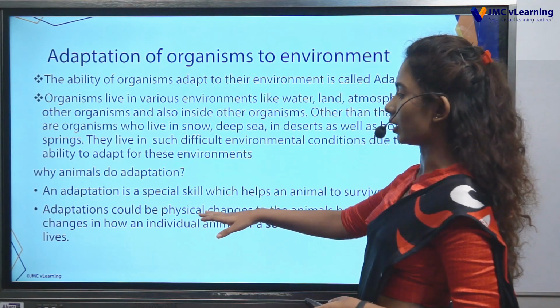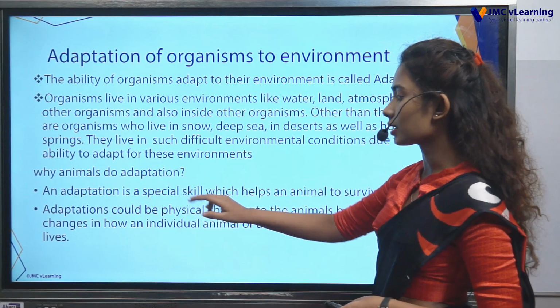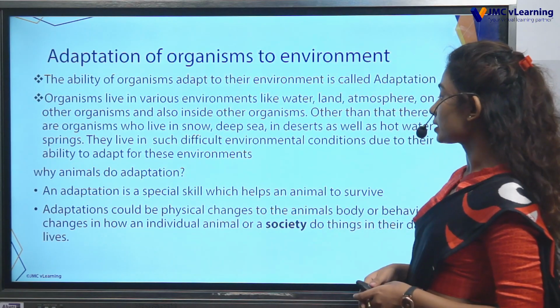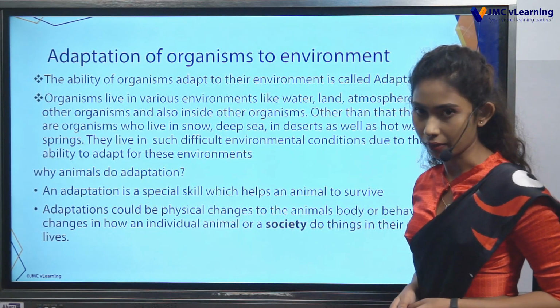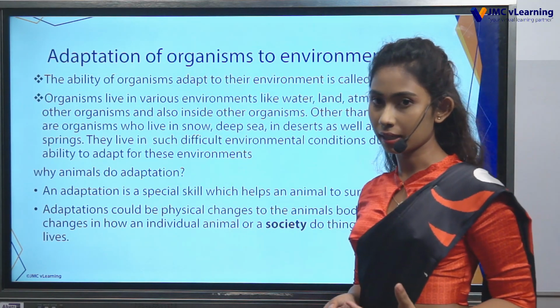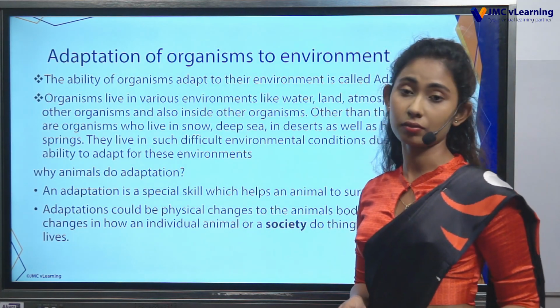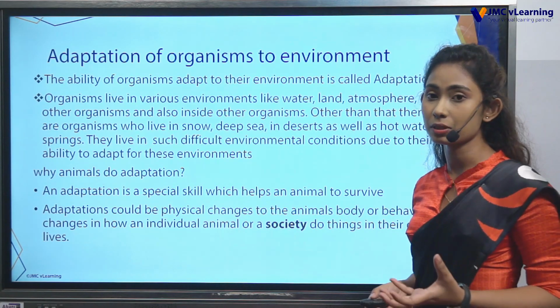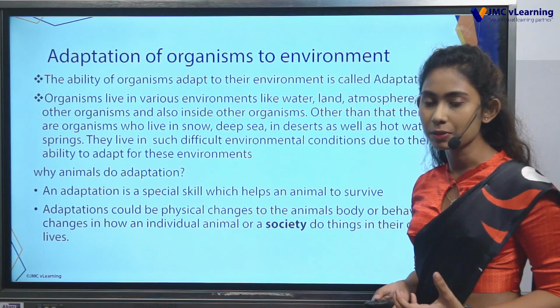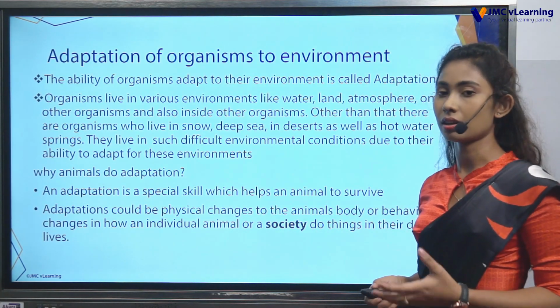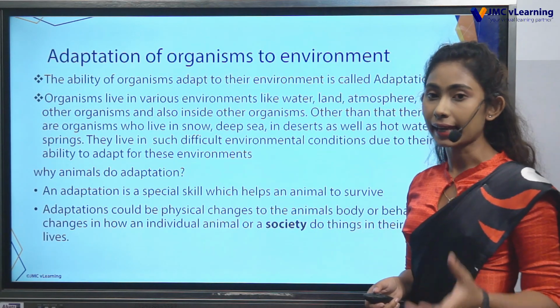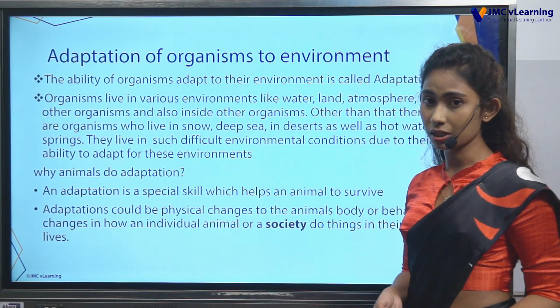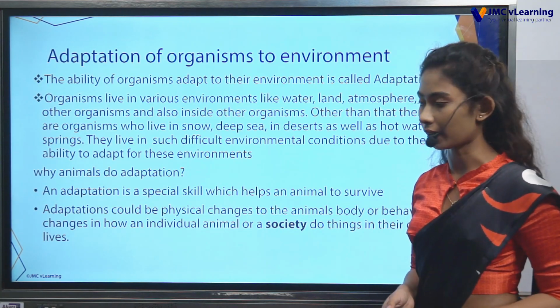Next we have to talk about adaptation. An adaptation is a special skill which helps an animal to survive. There are some animals in the world that can live in hot water springs also. That adaptation helps animals survive. Fish are also adapted to the water, and that adaptation helps them to survive.